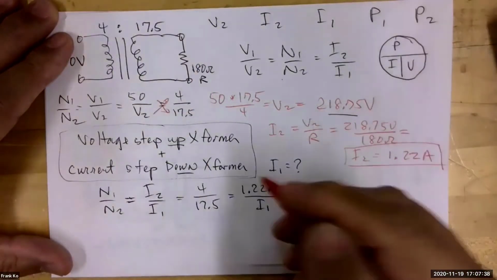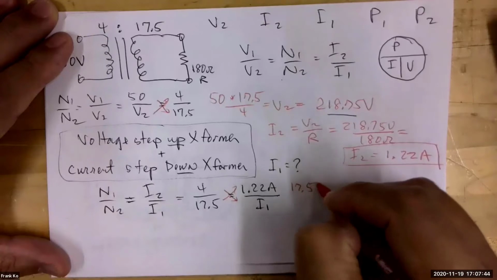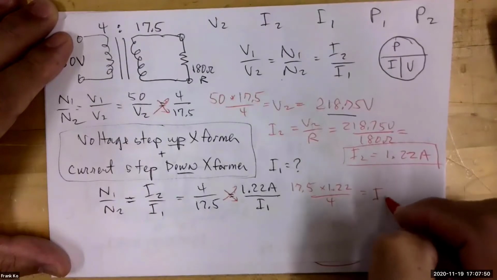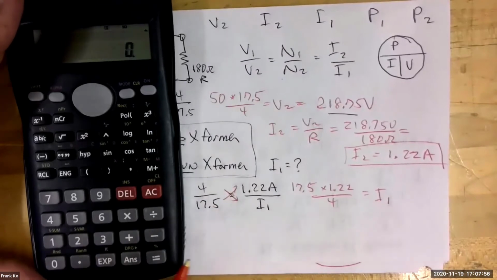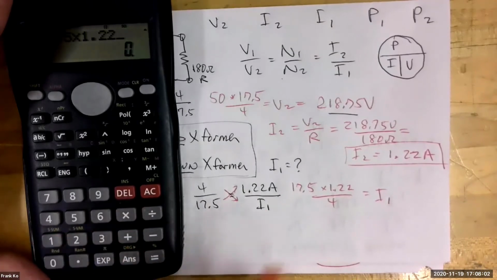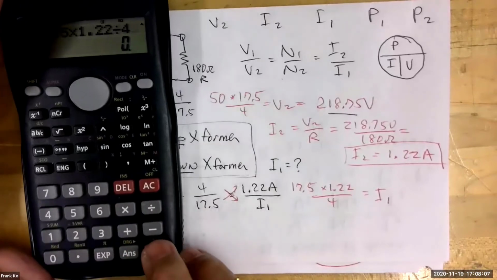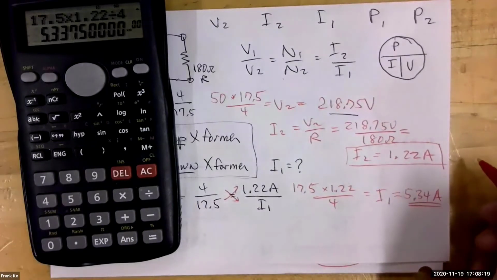What do we do here? We cross multiply. Mathematically, this works out to be 17.5 times 1.22 divided by 4 is equal to I1. So let's go ahead and do that. Isaac, get ready to get a number for me: 17.5, multiply by 1.22, and then divide by 4. What do you get for I1? 5.34 amps. 5.34 amps is verified. Everybody okay with that?